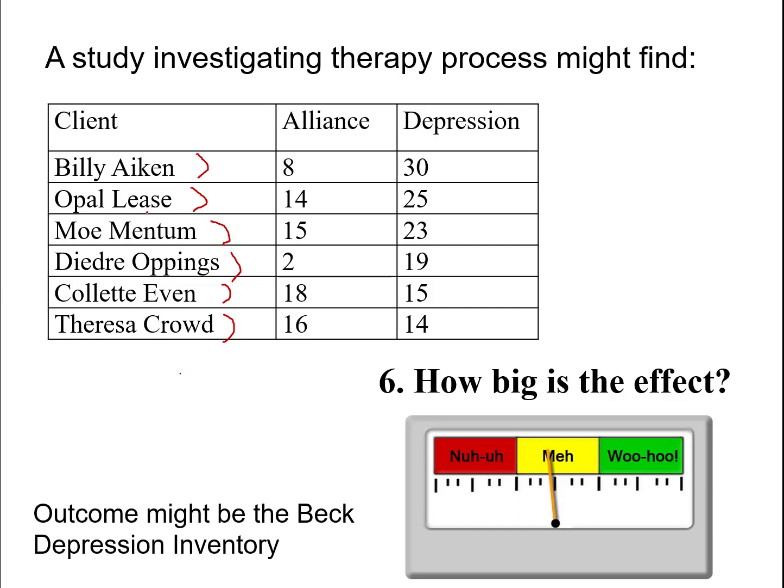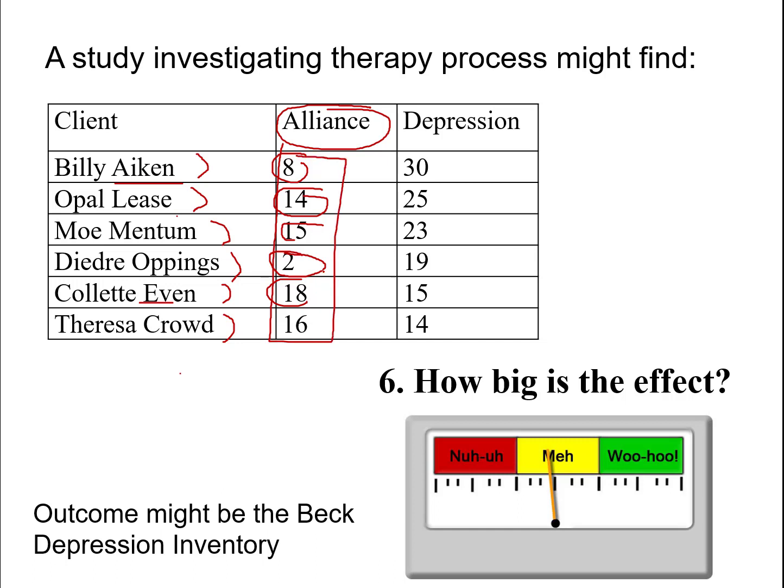And what we're going to do, they're all going to begin psychotherapy with a therapist. And at the beginning of their therapy, we're going to get a rating. Maybe we'll give them a questionnaire and ask them to rate the quality of their alliance with their therapist. And so Billy Aiken, his alliance score is an 8. And then Opalese, her alliance score is a 14 and a 15. Deirdre Opping, she had a very poor alliance down at a 2, but Call It Even had very high alliance at an 18. So each person rates the extent to which they feel a strong alliance with their therapist.